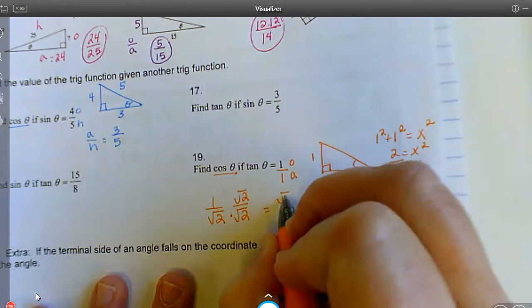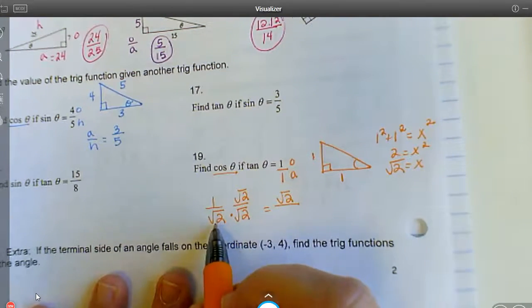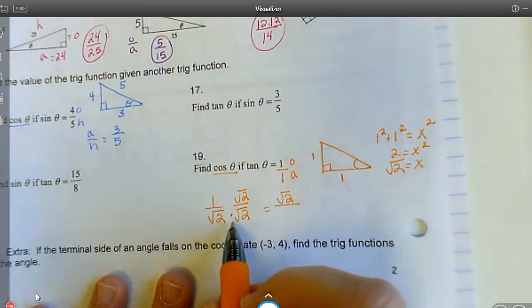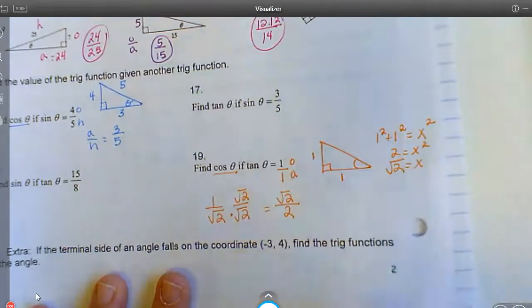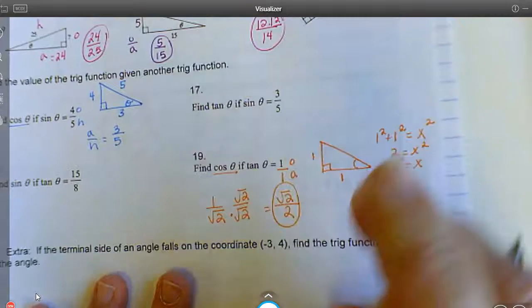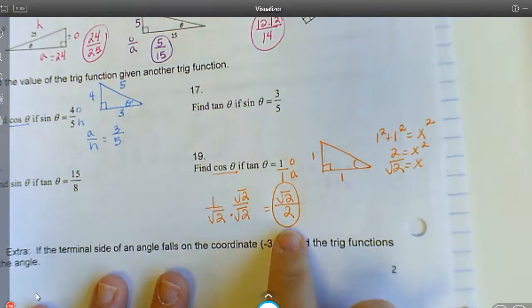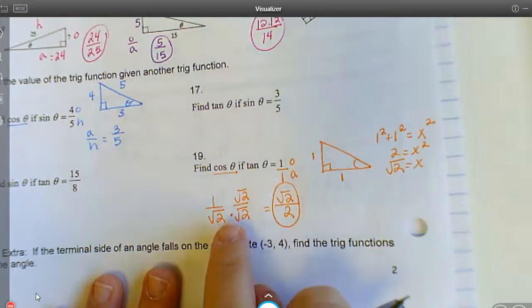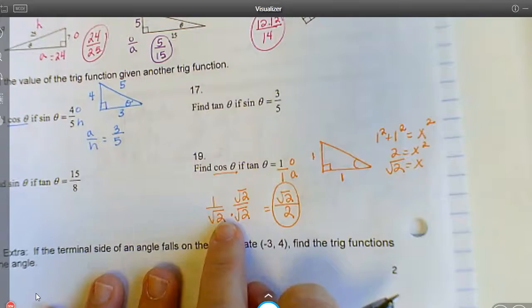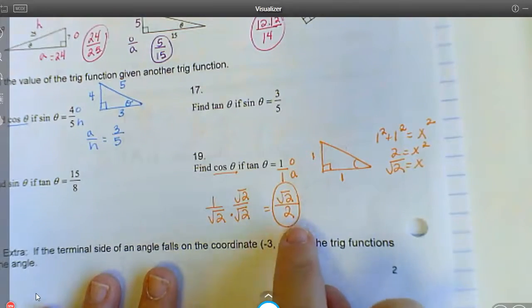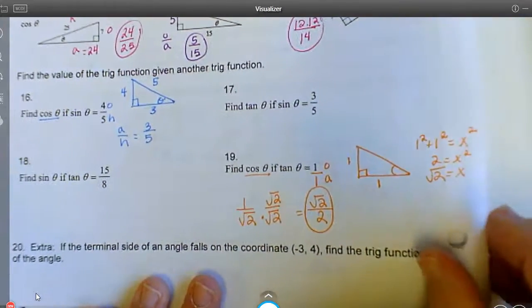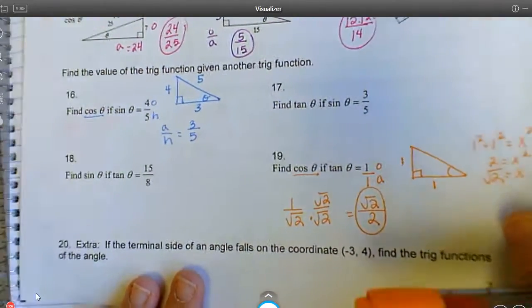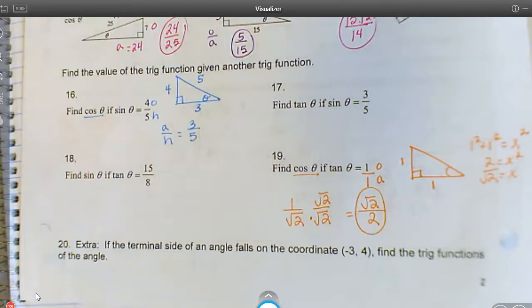On the top, that gives me square root of 2. On the bottom, when you multiply 2 square roots, you just end up back with itself. And now we don't have a square root on the bottom, so that's the more common way that you would see that problem. Again, I'm okay with 1 over square root of 2, but this is the more common way that's pretty much more accepted. Try number 17 and 18.